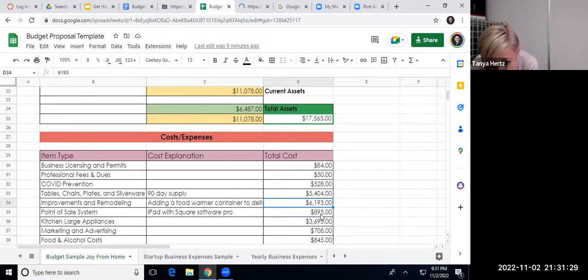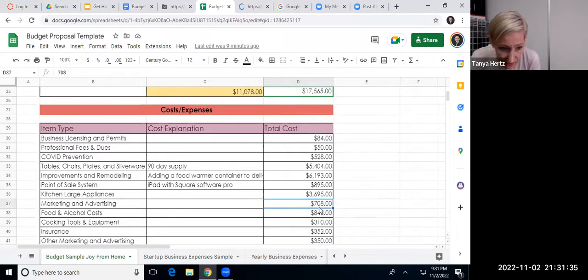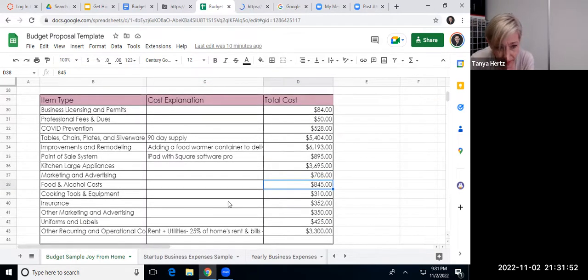Her point of sale system, she bought a new iPad and it cost her $20 to put Square software on it. Large appliances, about $3,600 in stoves and things like this. Her food and alcohol costs were only about $845, which was really low. It's because she has not yet opened her business. That was just for testing and figuring out recipes and things like this, which seems really low to me, but that's what she estimated. Her cooking tools there, her insurance is only that. Her marketing and advertising, about $350.